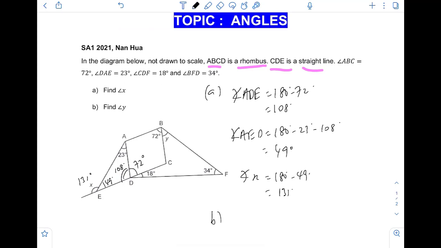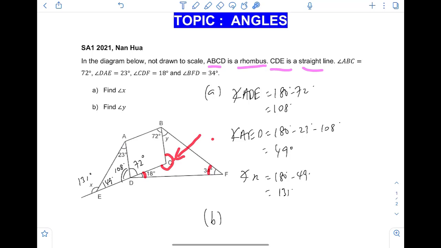Now, for part B, what is the value of angle Y? Now, angle Y is actually part of this four-sided figure, 1, 2, 3, and 4. The sum of angles in any four-sided figure is always 360 degrees, right? So in order to find angle Y, okay, what we need is, we already have 18, we already have 34. What we need is this angle over here. It's called a reflex angle.